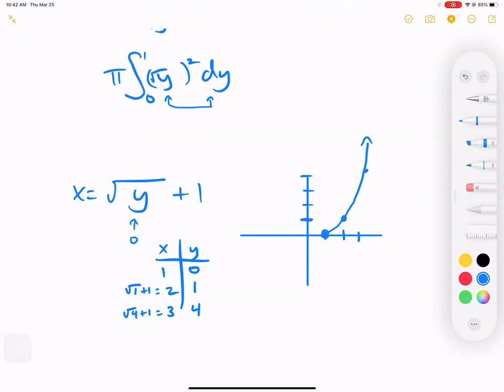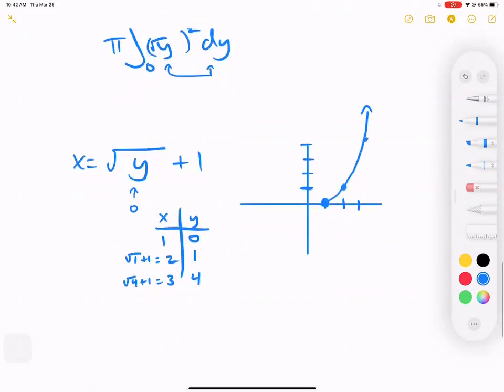What if y was, can we do negative values here? Would -1 work? Would -2 work? Would -3? No, because we would take the square root of a negative. And that's why this is only a one-sided parabola here.